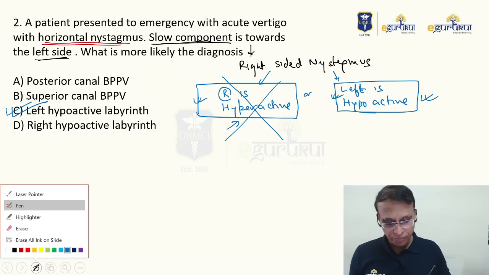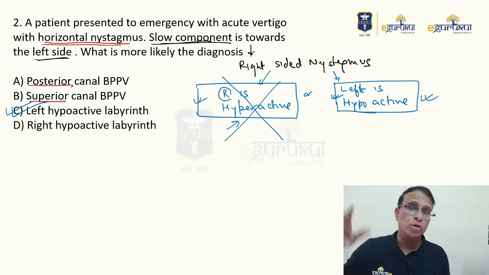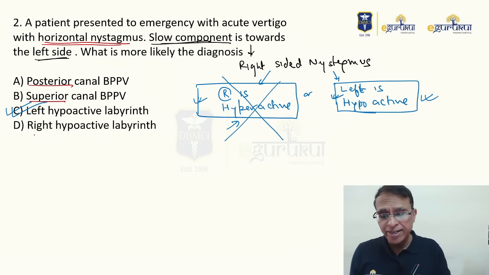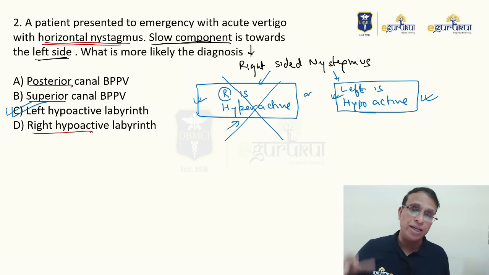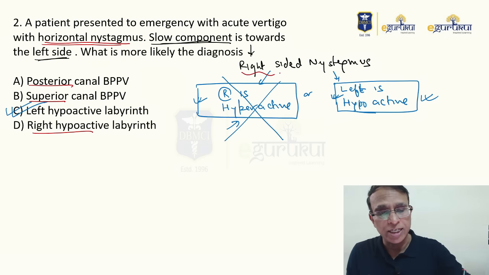Posterior canal and superior canal will most probably give vertical or rotatory nystagmus, not horizontal. I told you all this. And right ear hypoactive will cause nystagmus to the left side. Hypoactive is like cold water. If it is right side disease, it will cause nystagmus to the left side, but we already know this is nystagmus on the right side.